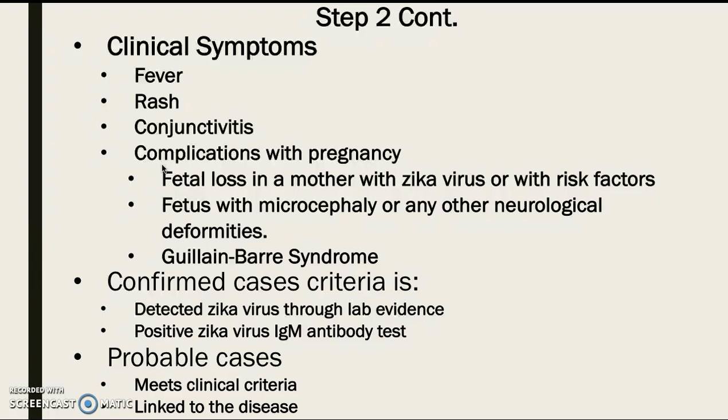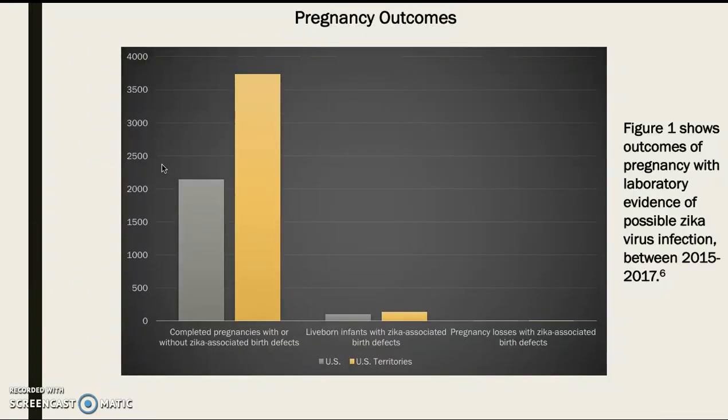There can also be complications with pregnancy, where fetal loss, a fetus diagnosed with microcephaly, or other neurological deformities are possible. Guillain-Barré syndrome is also linked with Zika virus. The chart shows outcomes of pregnancy with laboratory evidence of possible Zika virus infection between the years 2015 to 2017.